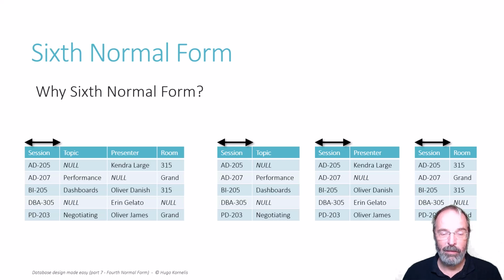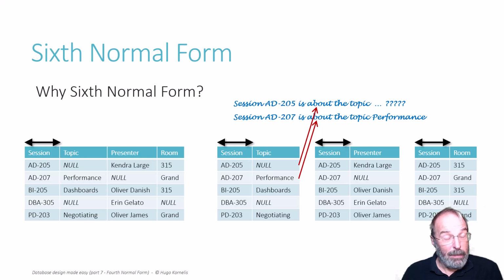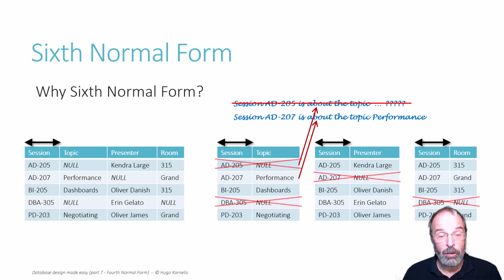The second row in that table represents the fact that session AD207 will cover the topic of performance. Now if you go one row back up, what we have there is not the fact that session AD205 covers the topic of, well, I don't know. It's simply the absence of a fact. We don't know any fact about the topic covered by session AD205. And hence we don't represent those rows at all.